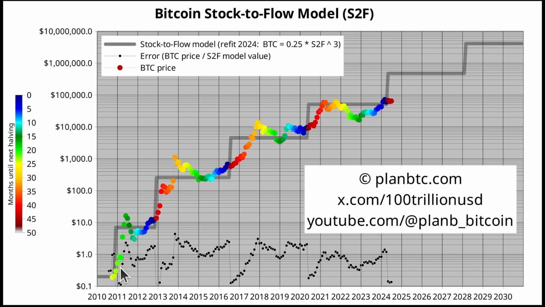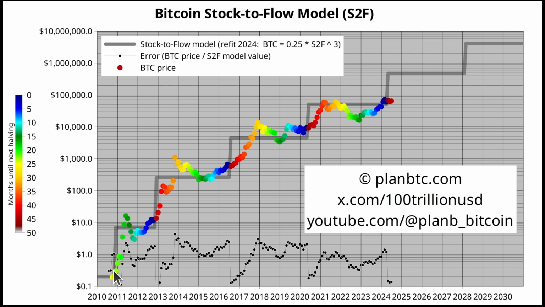So I modeled the stock to flow ratio, which doubles every halving, every 4 years. So the first halving was here in 2012. That was an official halving. The second one was in 2016. We had one in 2020, and recently this year in 2024.